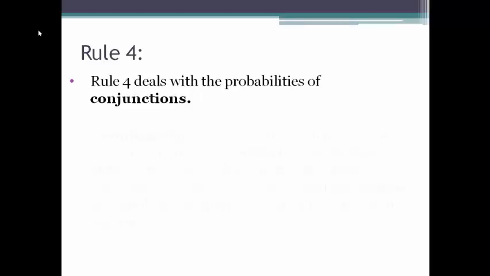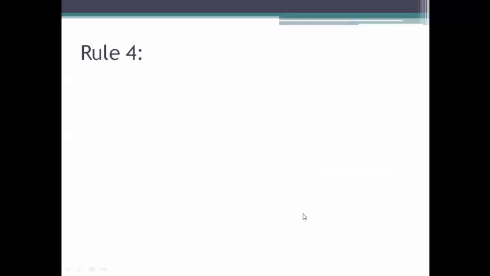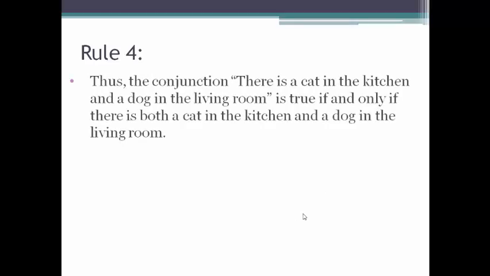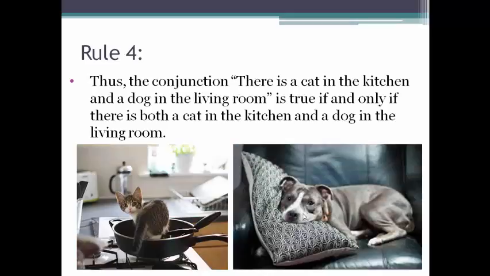Rule 4 deals with the probabilities of conjunctions. A conjunction is a compound sentence with its major components connected by "and" or some other expression like "moreover" and a semicolon. Conjunctions indicate that the sentence as a whole is true just in case all of its components are true. Thus, the conjunction, "there is a cat in the kitchen and a dog in the living room," is true if and only if there is both a cat in the kitchen and a dog in the living room.